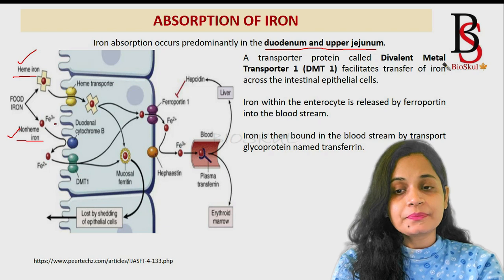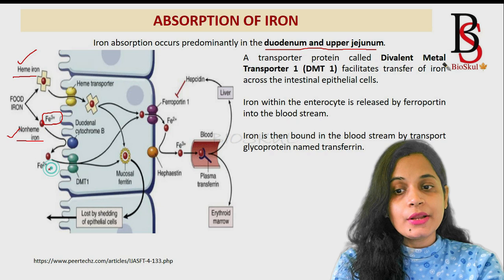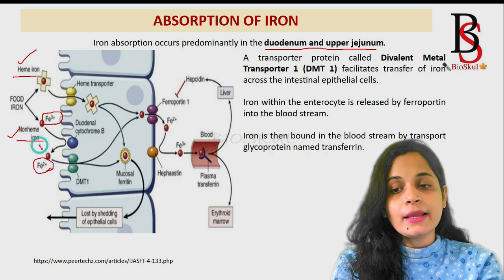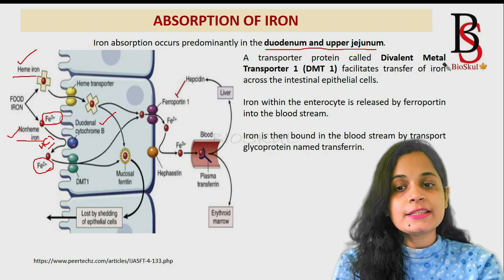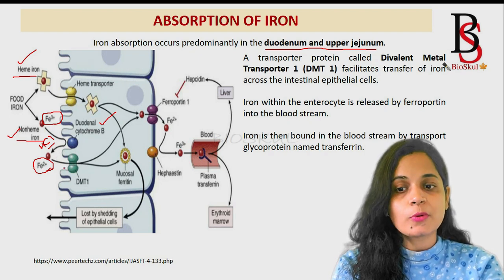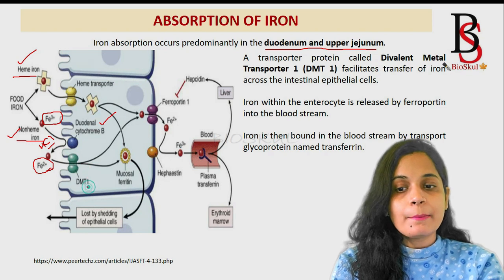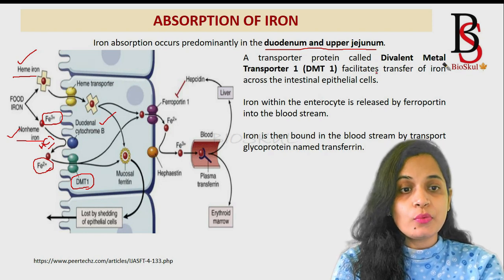First, iron is present in the ferric form. Then it gets reduced to the ferrous form by hydrochloric acid or by duodenal cytochrome B, which is present in the lumen of the intestine. After reduction of iron to the ferrous form, it is transported by a transporter known as divalent metal transporter 1, that is DMT1.